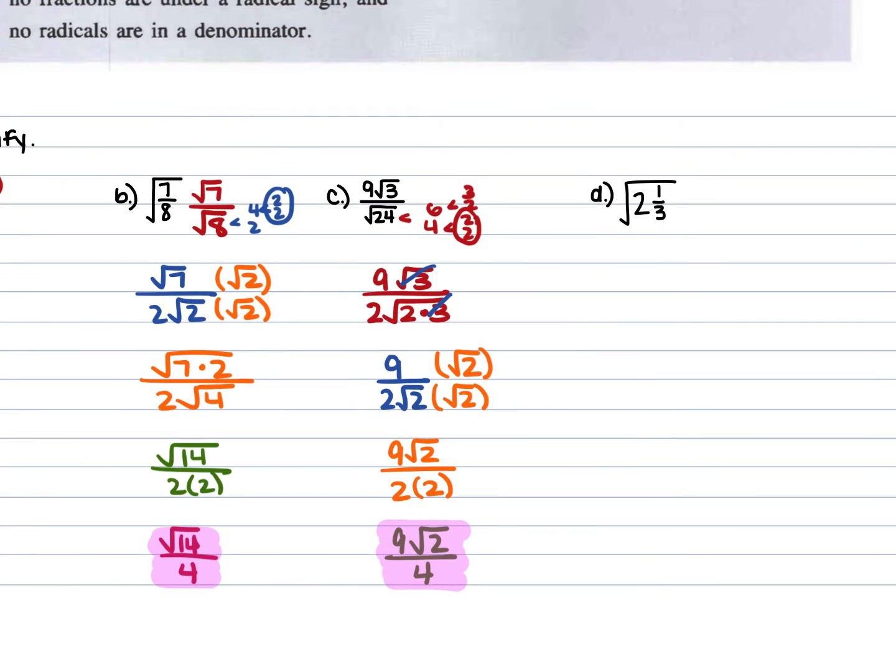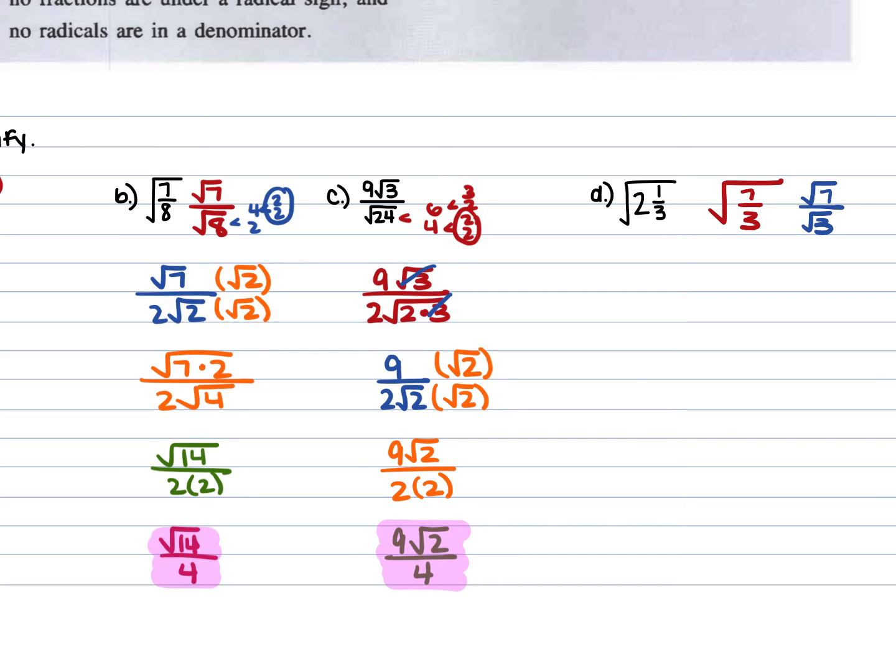For example D, we have the square root of 2 and 1/3. We're going to rewrite this as the square root of the improper fraction. So 2 times 3 is 6, plus 1 is 7 over 3. This is the same exact thing as saying the square root of 7 over the square root of 3.